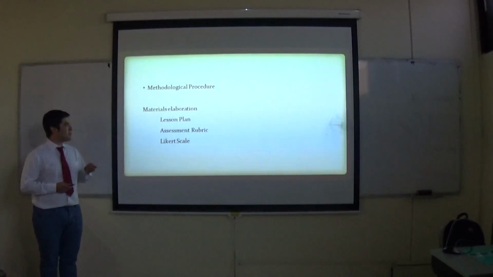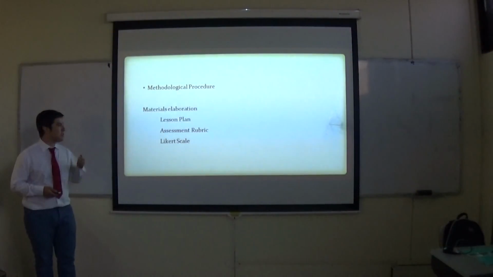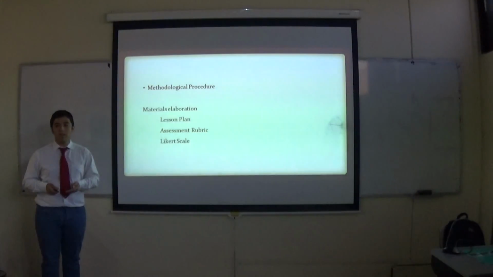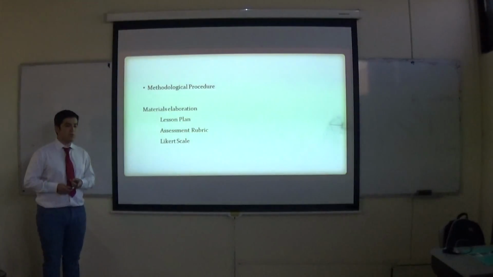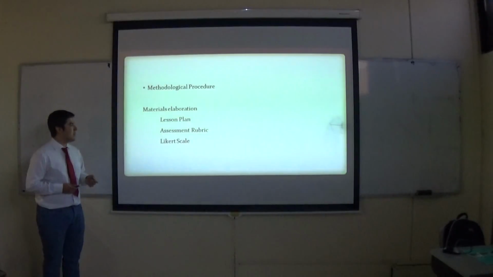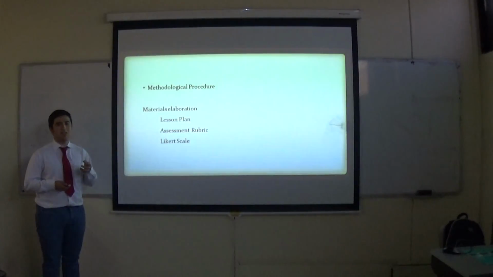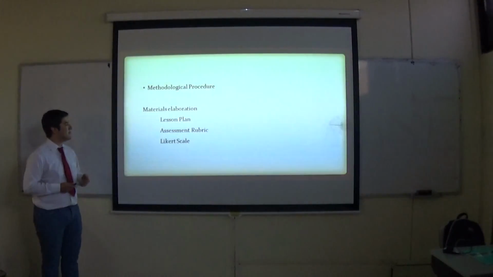The methodological procedure is basically the materials elaboration. First, a lesson plan was elaborated, focused on two role-play activities. The first one was a role-play activity based on giving directions, and the other one was focused on a doctor-patient situation. That's why it's connected with their interests and needs, because all of them were part of health programs.